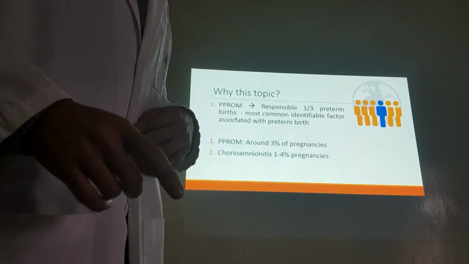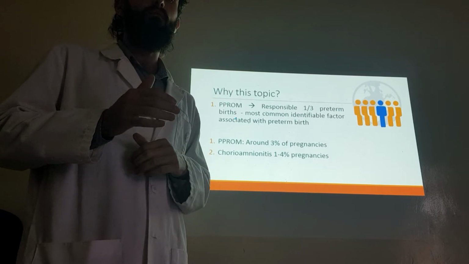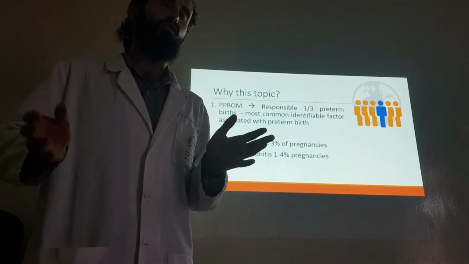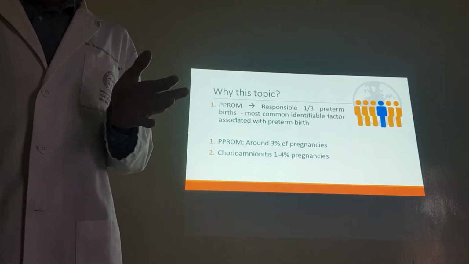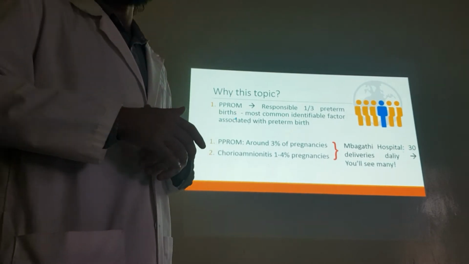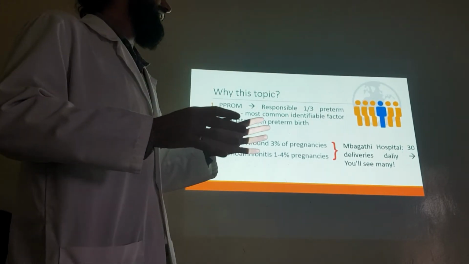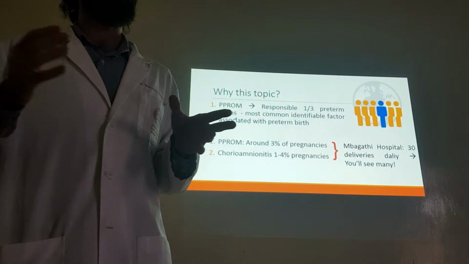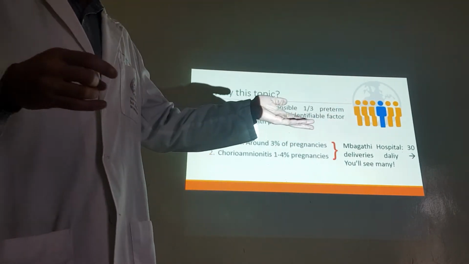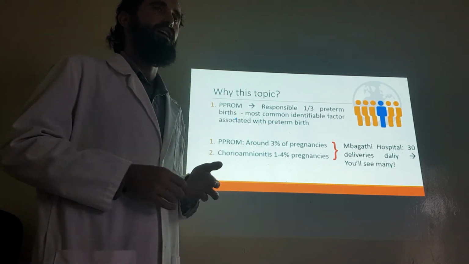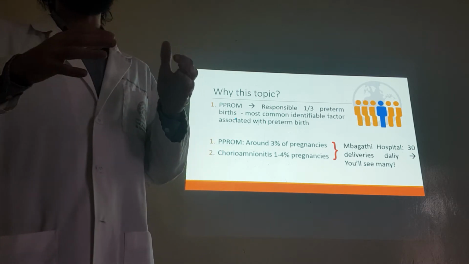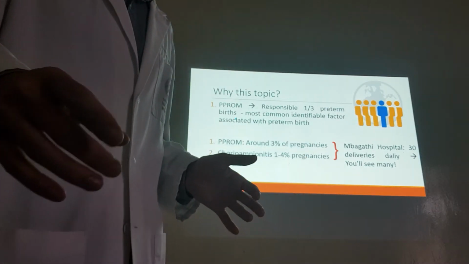Also, what about the incidence? PPROM is around 3% of pregnancies, and Corioamnionitis is also around 3%, from 1 to 4% of all pregnancies. So what does it mean? If you work here in the Bagadi hospital, and on average per day you see more than 30, 50 pregnant women, and you attend 30 deliveries daily, you will see many cases of PPROM, ruptures of membranes, and Corioamnionitis.